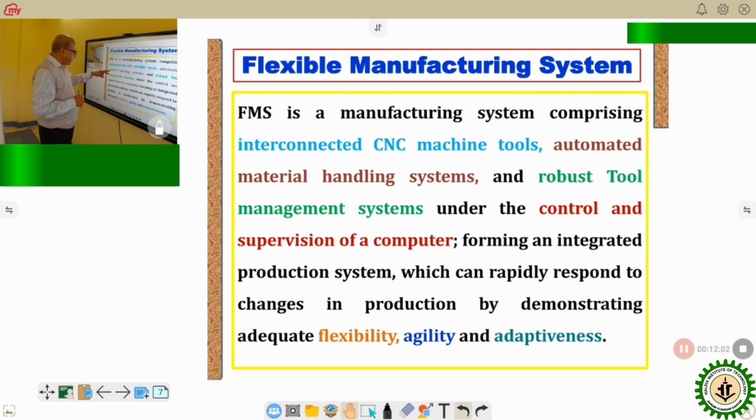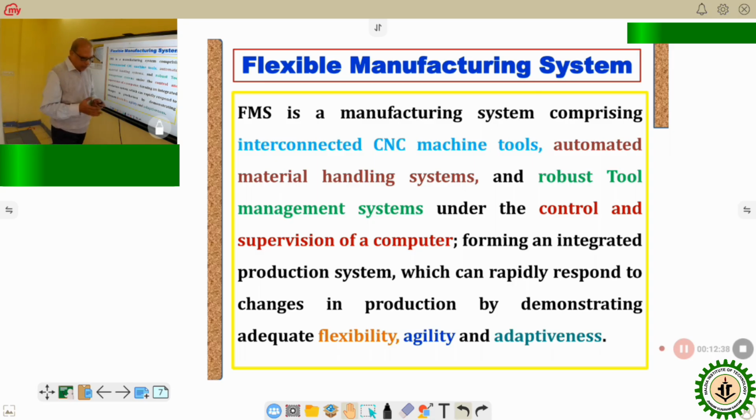Additionally, there will be an integrated automated material handling system, a robust tool management system under the control of supervision of the computer. That means physically we will have a good number of CNC machines, automated material handling system, a robust tool management system. Because cutting tool is also an integral part of the CNC system. We can achieve very efficient output or efficient performance from the CNC system if we do have a very efficient and well managed cutting tool system.